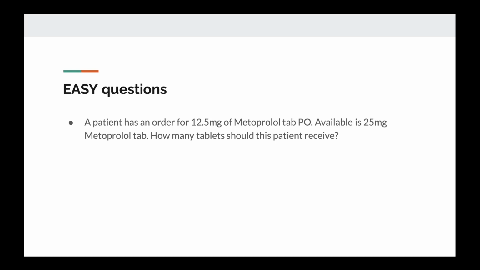So this is as basic of a question as you can get. A patient has an order for 12.5 milligrams of metoprolol tab PO. Available is 25 milligrams metoprolol tab. How many tablets should this patient receive? Whenever you get a question talking about tabs or capsules, things like that, you should pretty much thank your professor for the freebie, because this is as easy and simple as it gets, and you should never even in any dimension get these questions wrong once you figure out how to do it the first time.